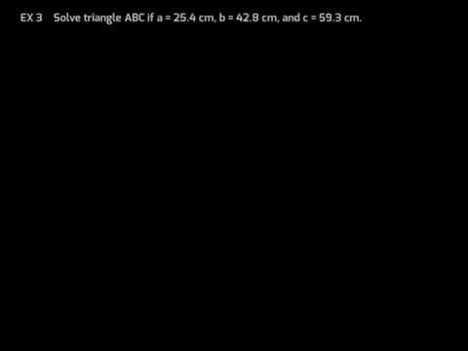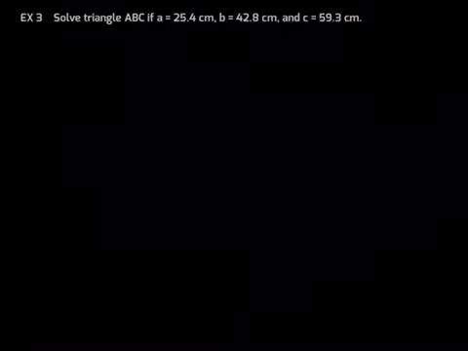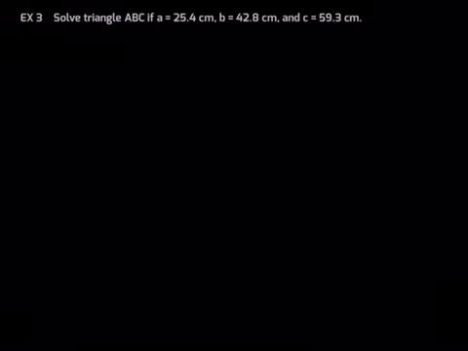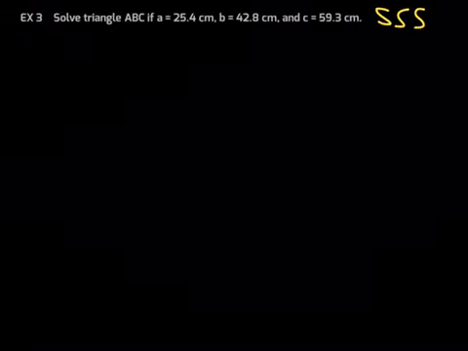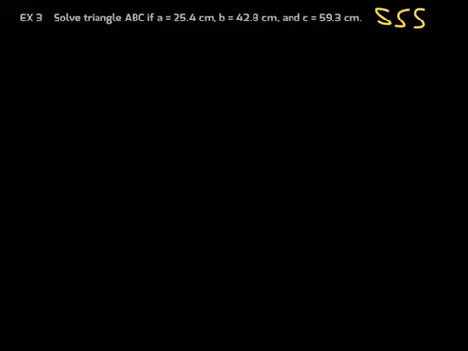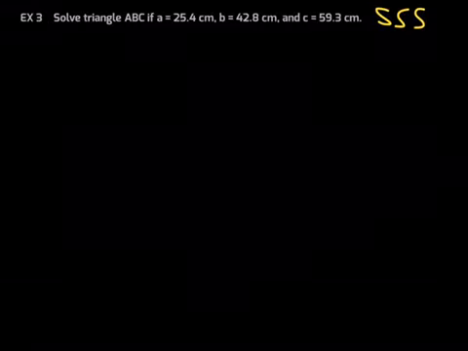All right, solve triangle ABC if these 3 sides are given. First I want us to realize that we are in this case SSS. All 3 sides are given. The 3 angles, of course, are not given. Let's go find our angles. Let's use the law of cosines.